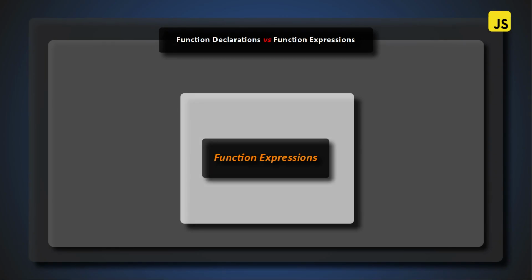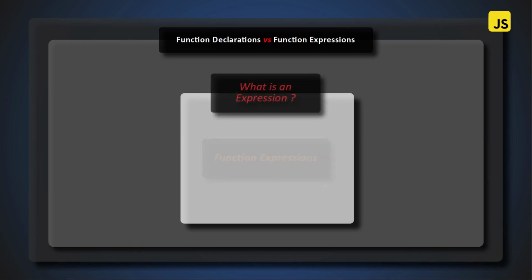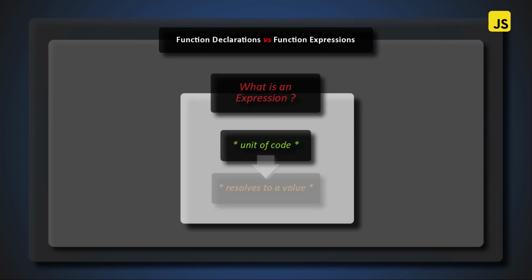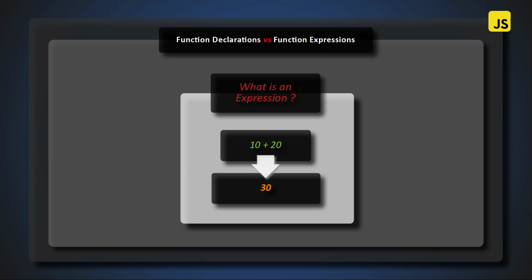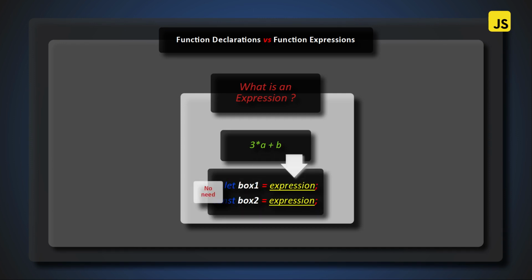Again, forget about functions for a minute and let's define what is an expression. An expression is just a unit of code that can be evaluated to a value, so that resolves to a value. For instance, 10 plus 20 resolves to 30, which is a value. 3 times x, or 3 times a plus b, resolves to some other value, depending on the value of a and b. But an expression does not need to be stored inside a variable though.